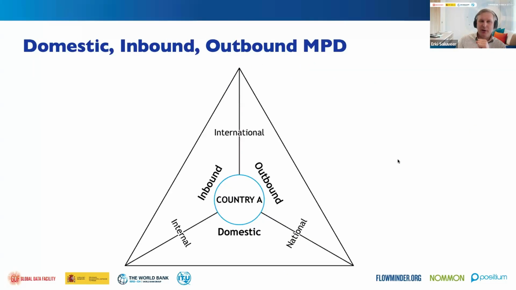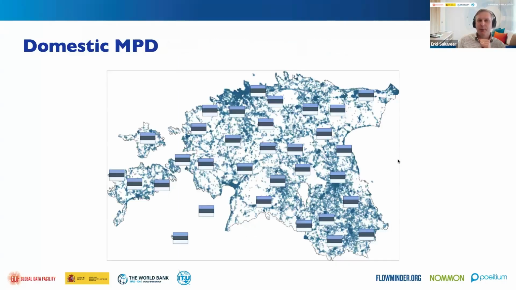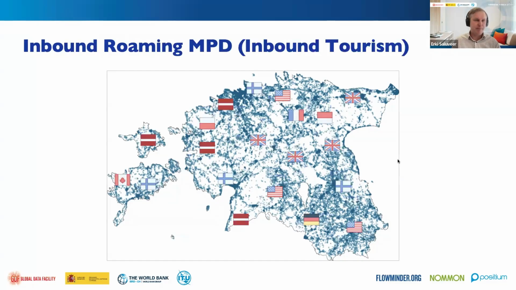An important characteristic of the data is to understand that there are actually three different types of data within the mobile network operator: inbound, outbound, and domestic. Domestic data, I give you an example from the Estonian perspective. When an Estonian mobile network operator sees Estonian subscribers within their network, within their own country, doing phone calls using the phone, this is called domestic data, which is important to publish, for example, population statistics, mobility statistics, but also to detect domestic tourism.